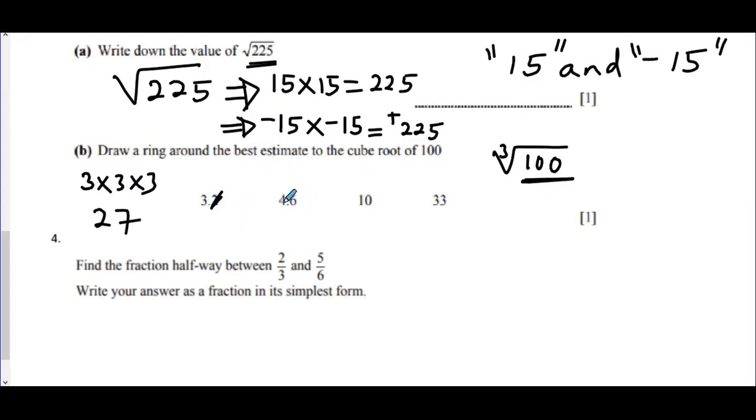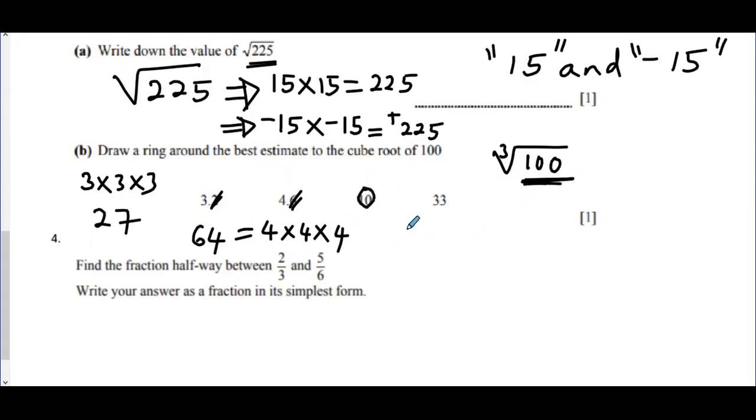Try 4.6. Now I'm going to ignore the decimal point and try 4 times 4 times 4, because I'm looking for which number, when multiplied by itself three times, is going to give something equal to 100 or something close to 100. Okay, now 4 times 4 is 16, times 4. This will give you something like 64. Now 64 is closer to 100.